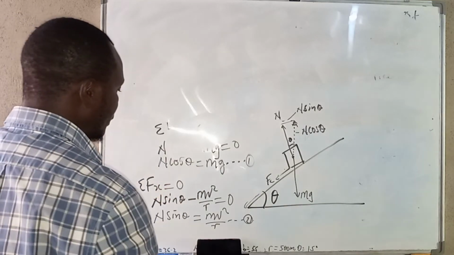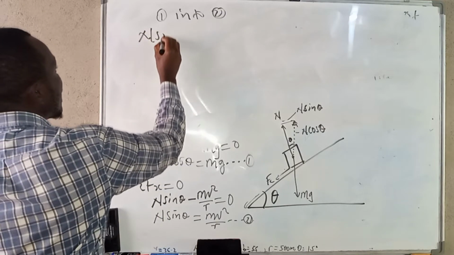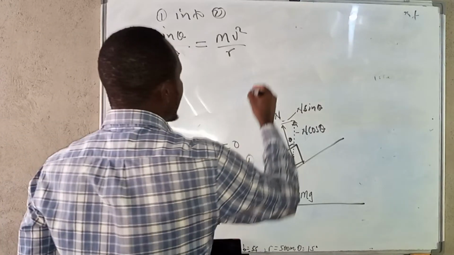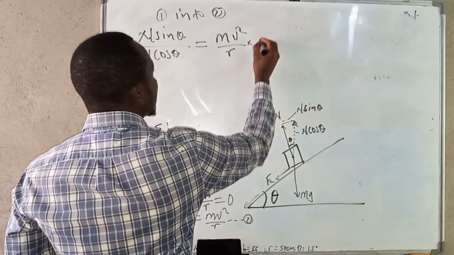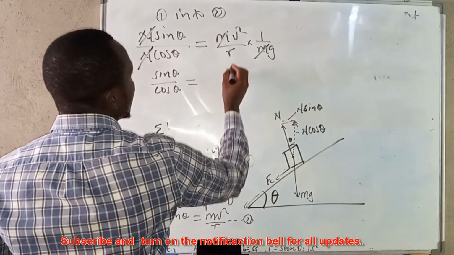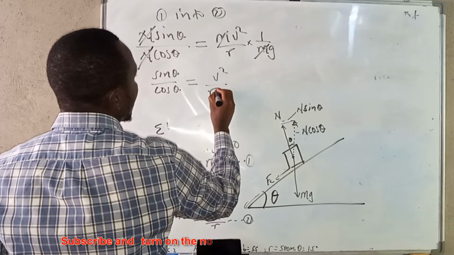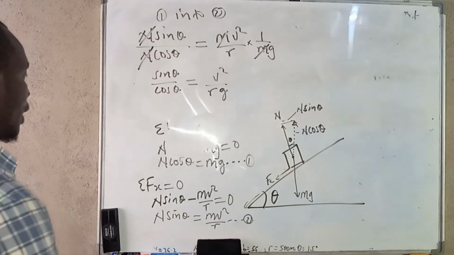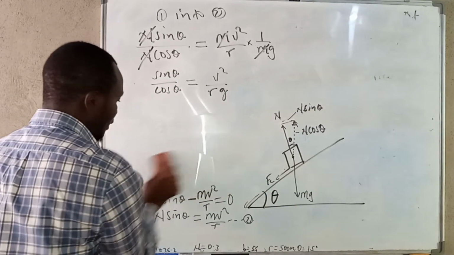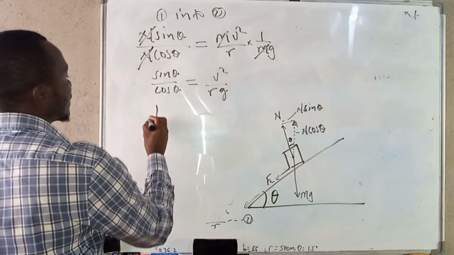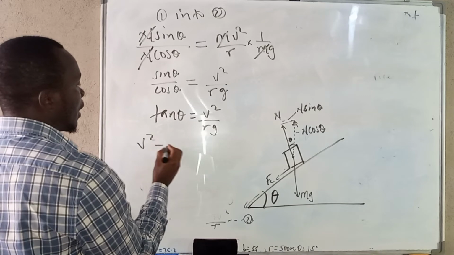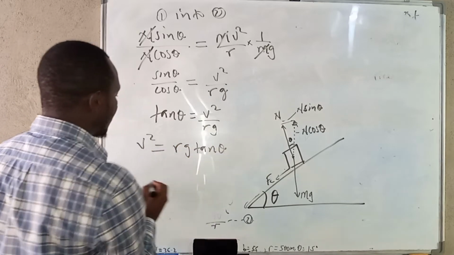Dividing equation 2 by equation 1, we have N sine theta over N cos theta equals mv squared over r, over mg. The N and the m will cancel, so we're going to have v squared over rg. From trig ratios, we know that sine theta over cos theta is tan theta. So tan theta is equal to v squared over rg. So v squared will be equal to rg tan theta, and v will be equal to the square root of rg tan theta.